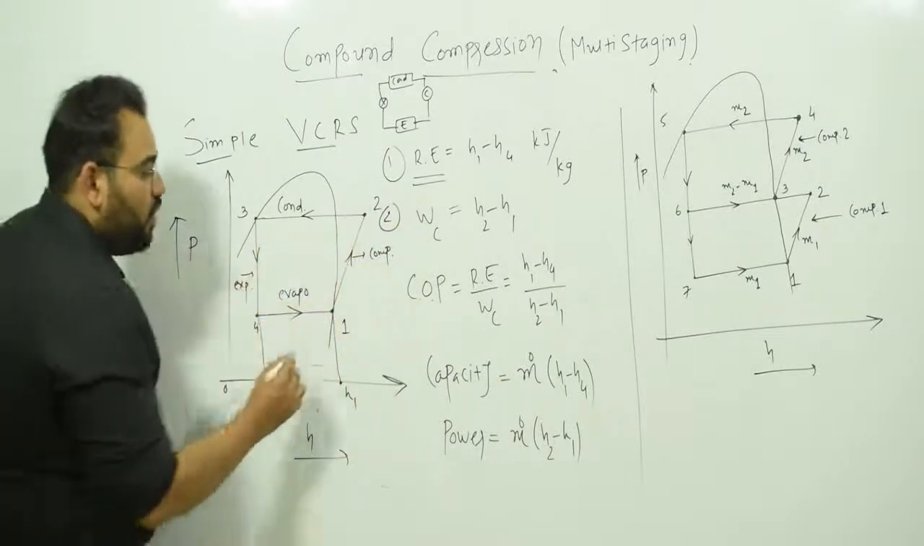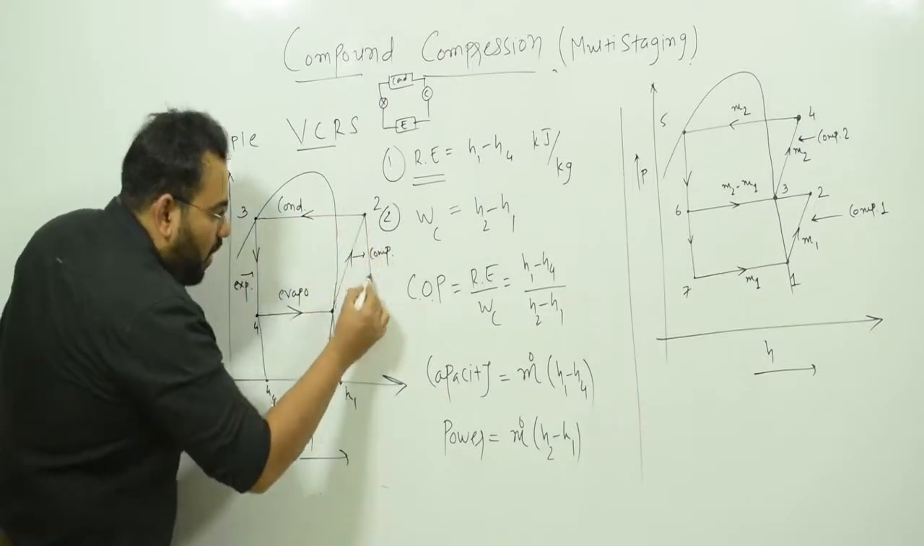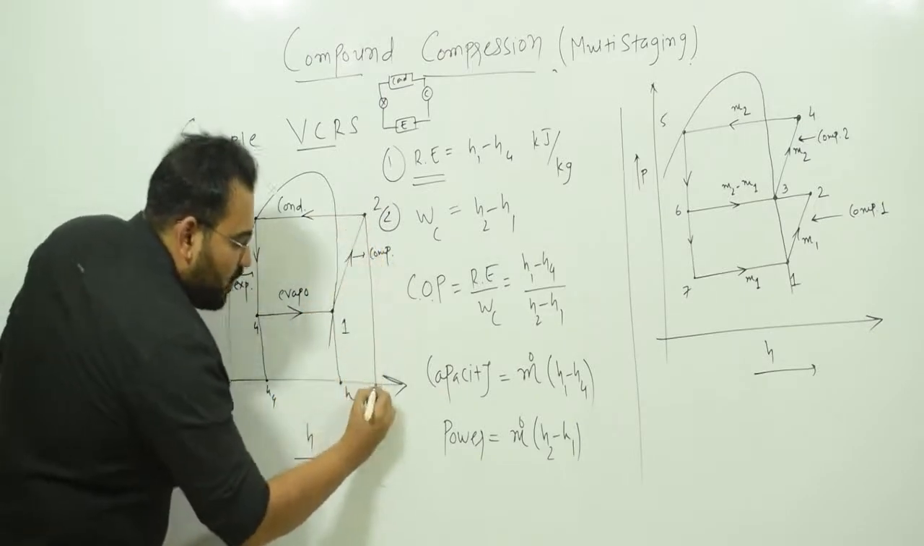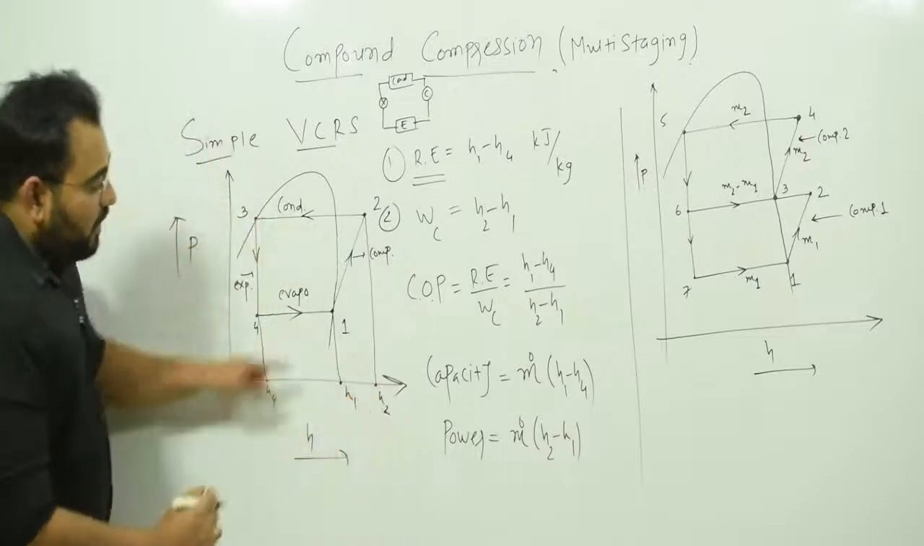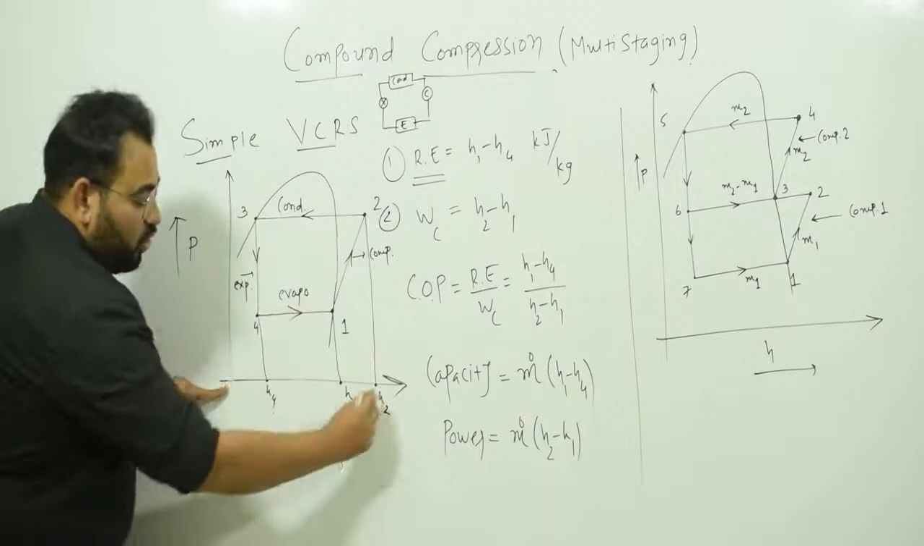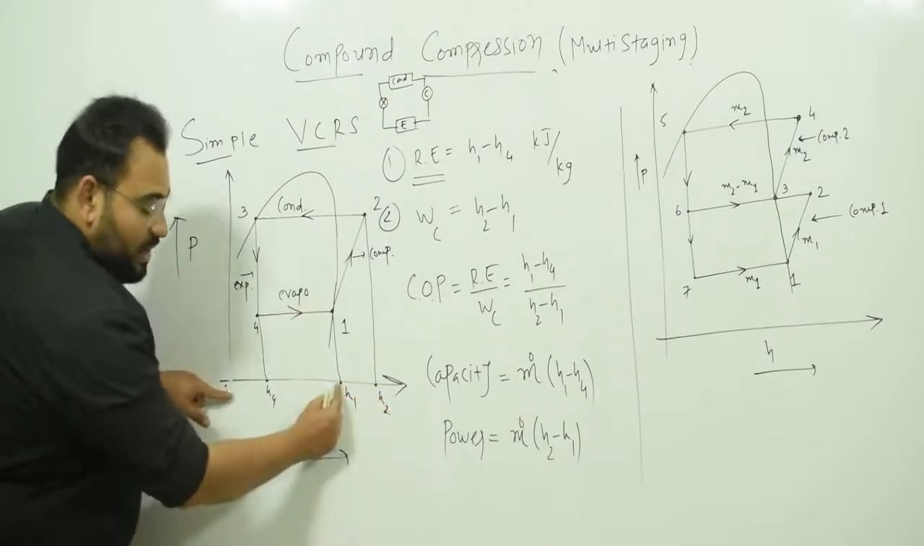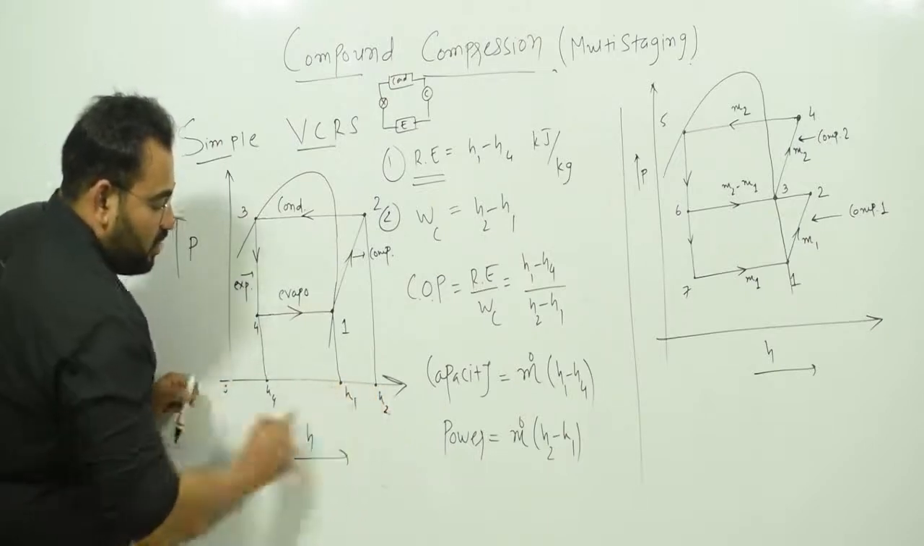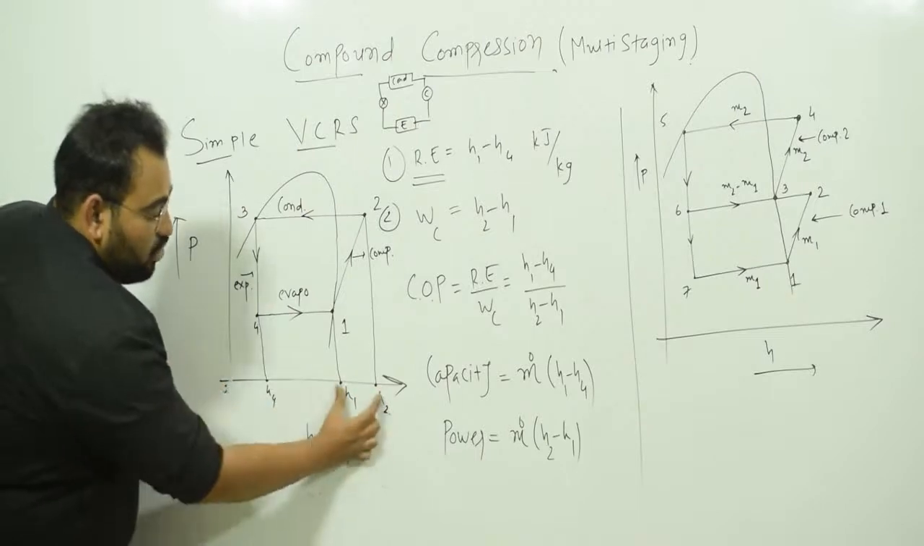Same methodology. What you will do? From 2 you will draw a vertical line like this, and here you will get the enthalpy H2. So we know that here 1 to 2. So how to get compression work? So 0 to H2, this much, and 0 to H1, this much. So we will get H2 minus H1. So this minus this, so H2 minus H1.